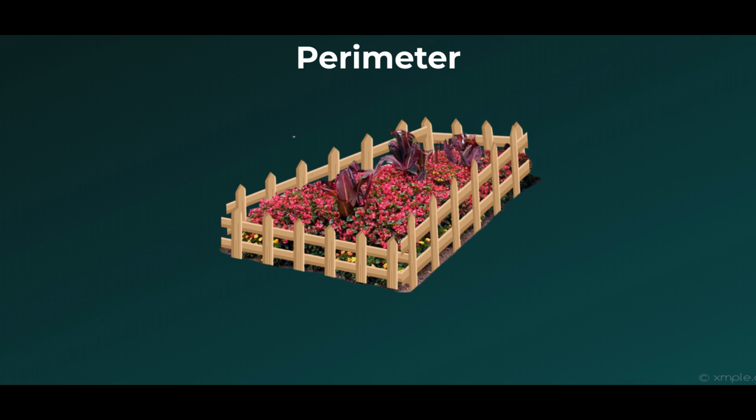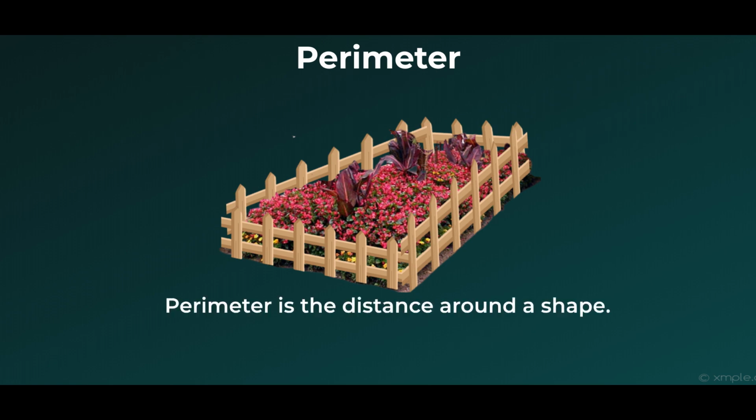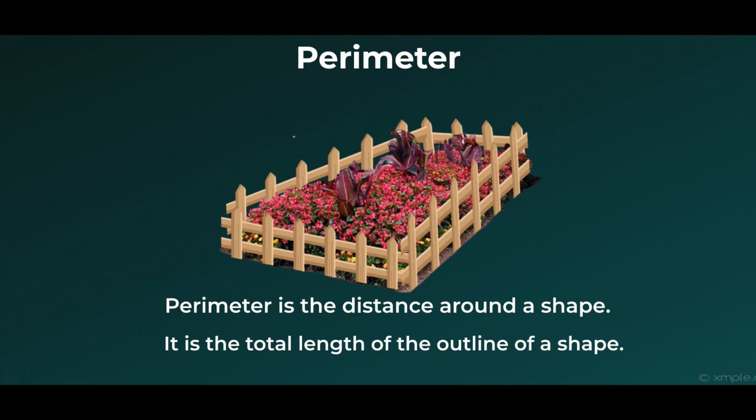We need something that tells us about the outline of the garden, and that is called perimeter. Okay? Perimeter is the distance around a shape. All right? It is the total length of an outline of a shape.